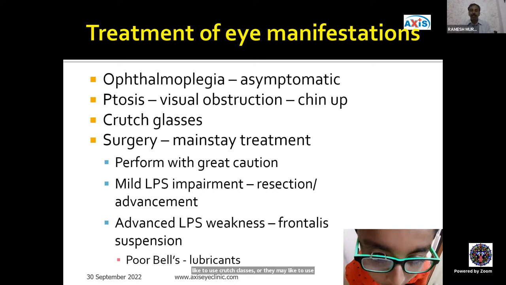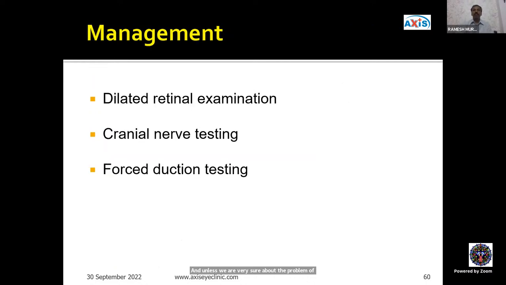Surgery is the mainstay of treatment or the final treatment, but we have to perform surgery with great caution. If there is mild levator impairment, we can go for resection or advancement. If there's advanced levator weakness, we can go for frontalis suspension. But the most important thing is to assess the Bell's phenomenon because most of these patients are going to have poor Bell's. We need a lot of lubricants. And unless we are very sure about the problem of exposure keratitis not happening, we should not easily proceed for surgery.